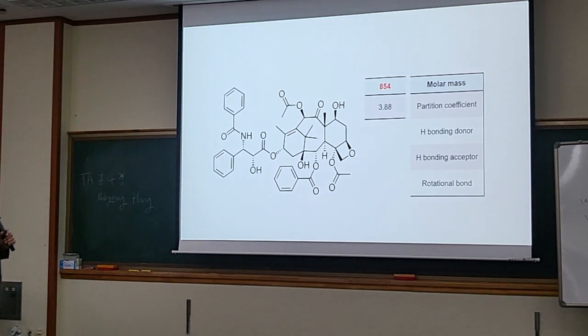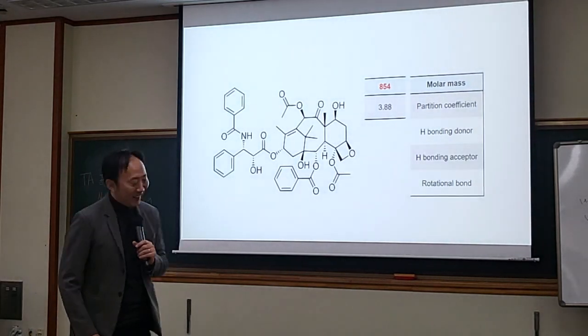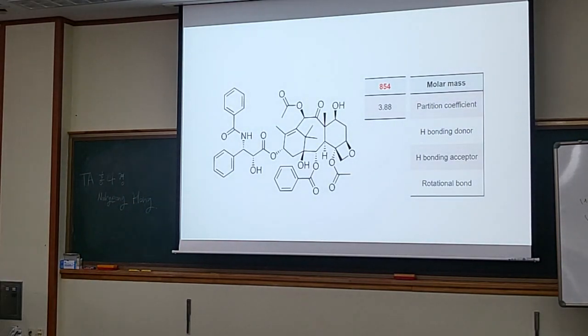Let's count the bonds. Previously I counted 24, now I got 23. Okay, let's count it together. So let's do it together. From this side, 1, 2, 3, 4, 5, 6, 7, 8, 9, 10, 11, 12, 13, 14, 15, 16, 17, 18, 19, 20, 21, 22, 23, 24.